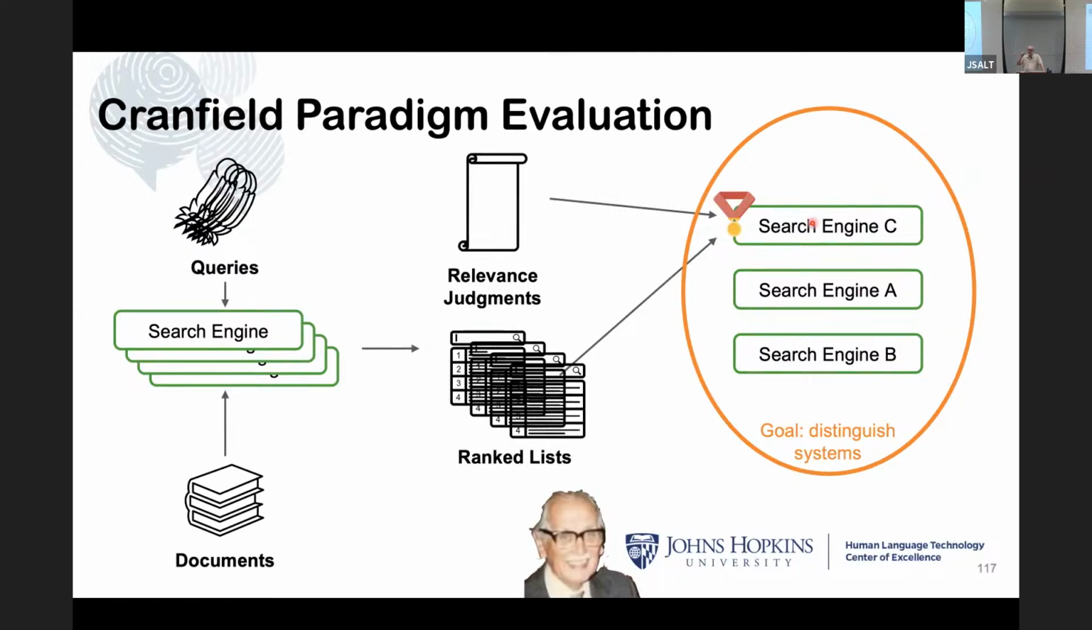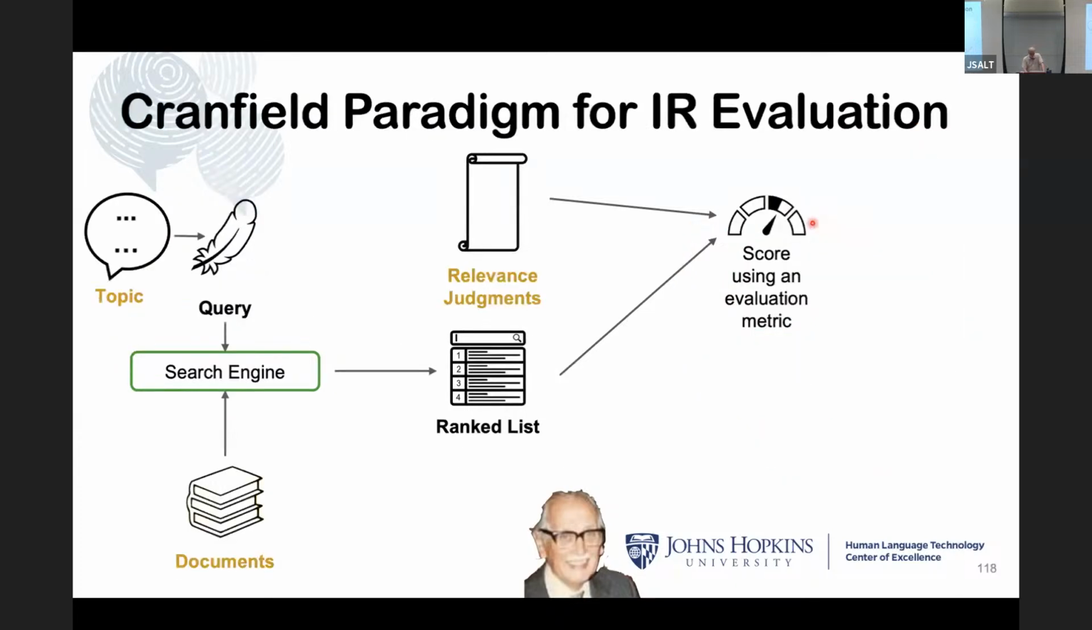Okay. Remember, our goal is to distinguish systems. So we don't know what this means in terms of effectiveness. And in fact, it could be that system C is really good on this kind of query and really horrible on this kind of query, right? We don't care. We have a set of queries. It's overall performance across all the queries. And we've crowned C here, okay? So we're trying to distinguish systems here. So let's look at the documents first.